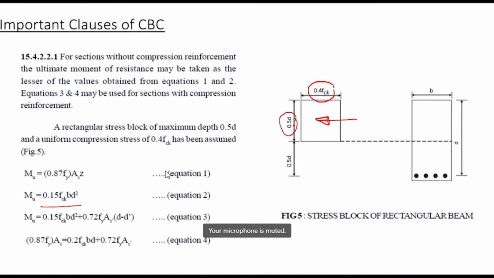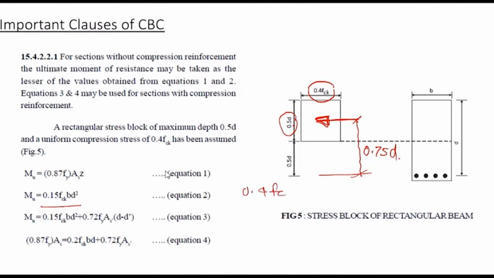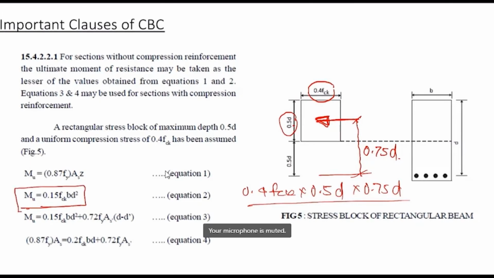The centroid will be here. If we calculate this lever arm, this will become 0.75 D. So if you multiply the compressive force, 0.4 FCK into 0.5 D, into this lever arm, 0.75 D, we will get this value, 0.15 FCK BD square. So this value is very much on the conservative side. That is not accurate, but that is what is given in our CBC code.